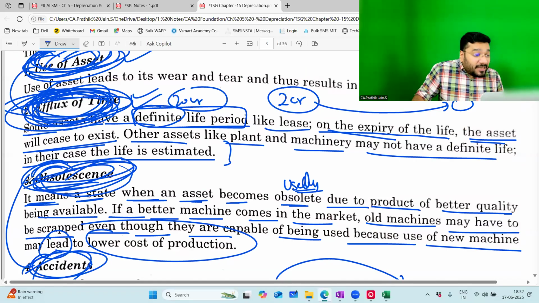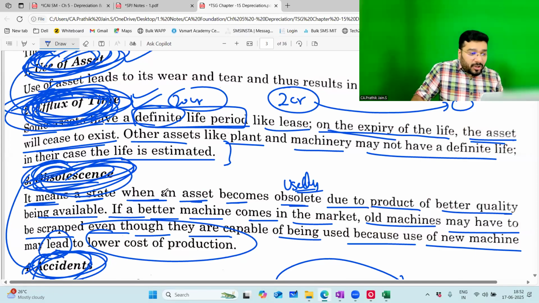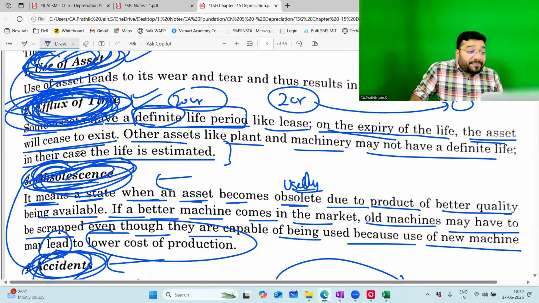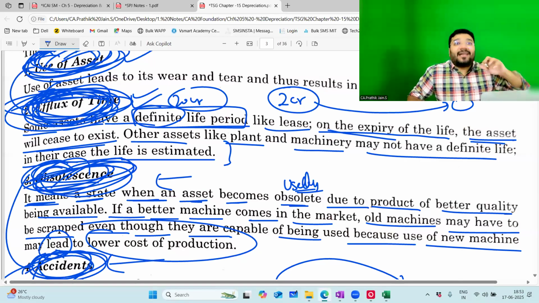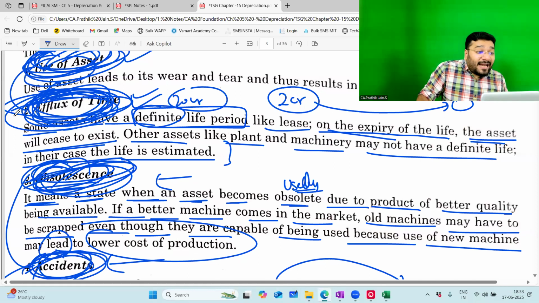Only when obsolescence or accident happens will the depreciation come, or it will not come. Every year, people record depreciation because of obsolescence? Every year, business will record depreciation because of accident? No. Obsolescence and accident are event-based depreciation. Event-based depreciation means you record depreciation because of obsolescence and accident if they occur, or else not. But you record depreciation every year because of usage of the asset and efflux of time.